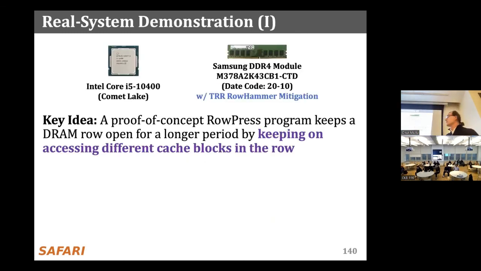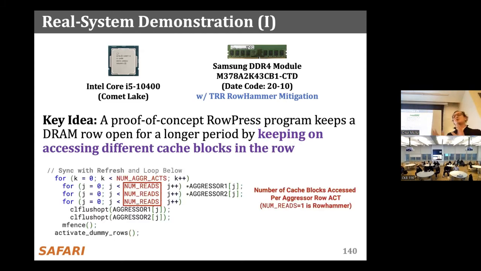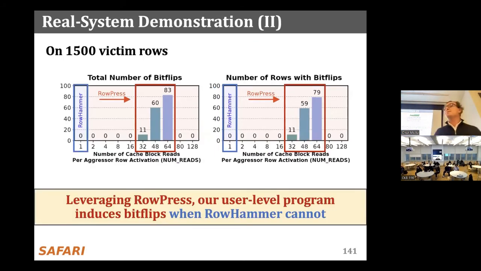Okay, so we also showed this on a real proof of concept system using an Intel Core processor and a Samsung module. The Samsung module has protection for RowHammer. Essentially, we wrote this program, which is not easy to write, but you can download it. All of this is available online. It accesses different cache blocks in an open row to keep the row open, or to force the memory controller to keep the row open. And we essentially find bit flips in real systems. If you access, for example, 32 cache blocks in a row, you start getting bit flips.